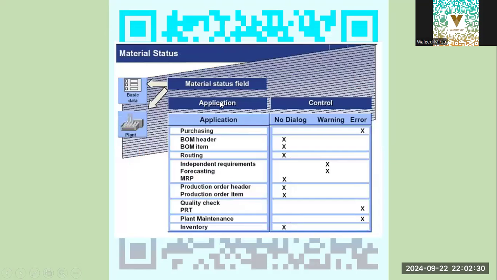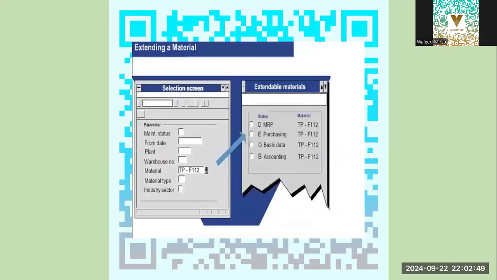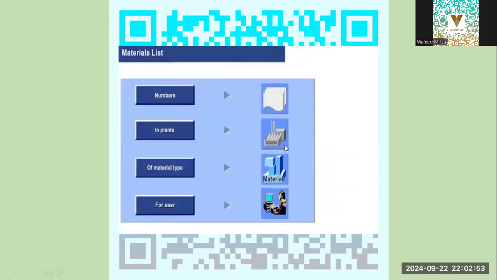Okay. The material status has plant-specific fields, and these statuses will actually define whether a material is properly made or not. Like, for example, these are the screens. Some screens will have to be filled, otherwise the system can actually alert you on that. A material can be extended from one plant to another plant, okay?